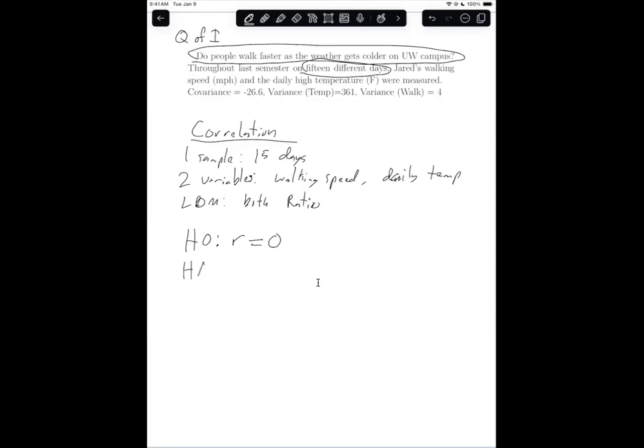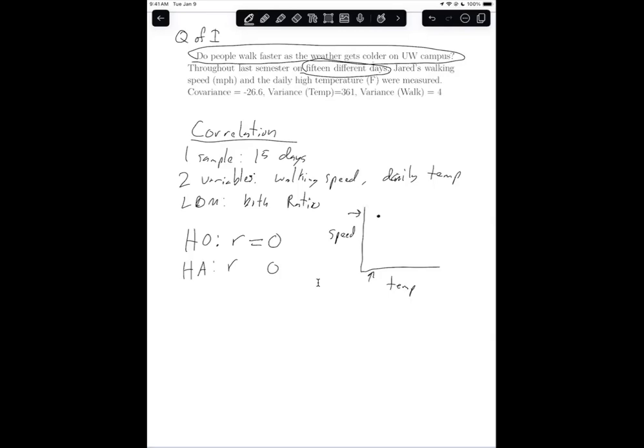Now, the alternative hypothesis is r and 0. And we need to determine, is it a greater than, is it a less than, or is it a not equal to? And what we need to consider here is this question of interest. Do people walk faster as the weather gets colder? And so what I like to do is, if you think about how a scatter plot works with your two variables, it doesn't matter which variable on which axis. So I can do temp here and speed here. So we're saying people walk faster as the weather gets colder. So cold weather is here, lower temperature is going with higher speed.